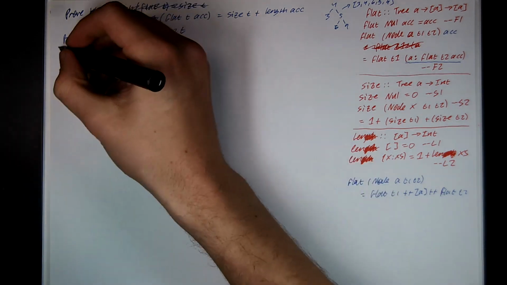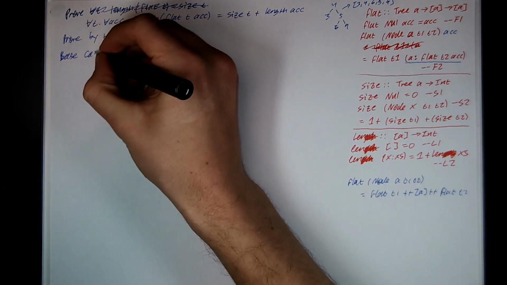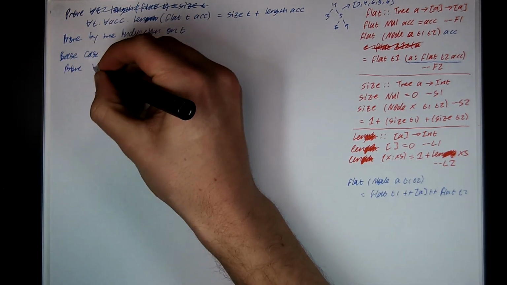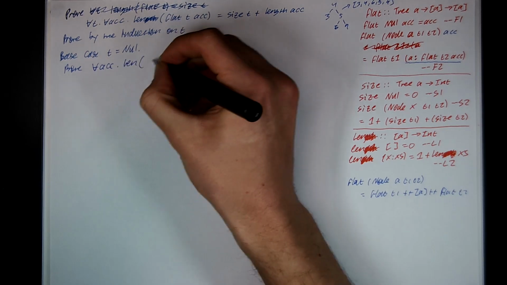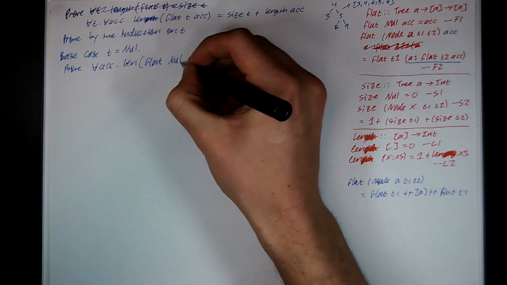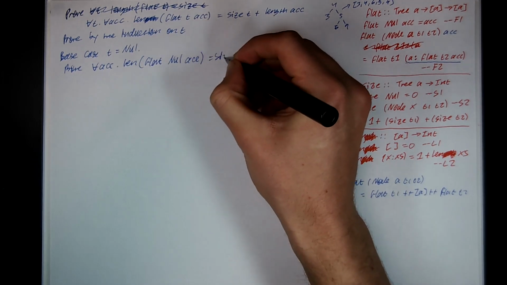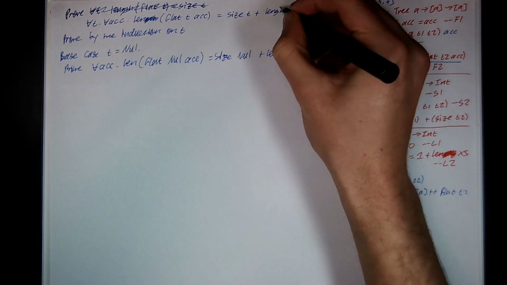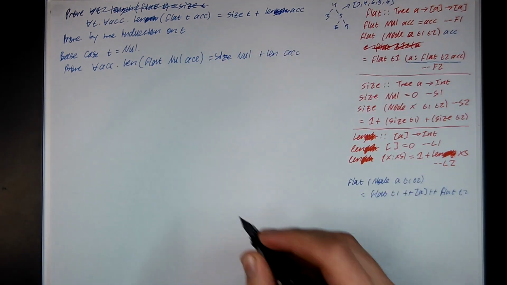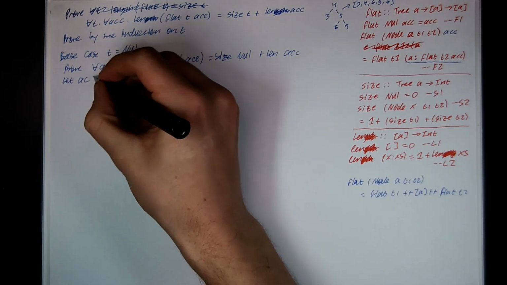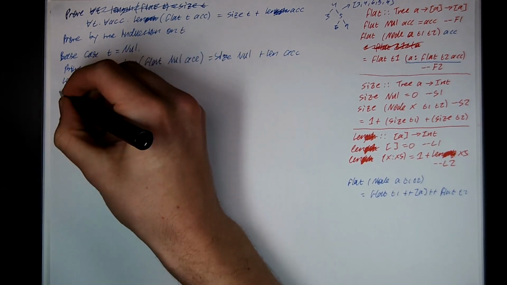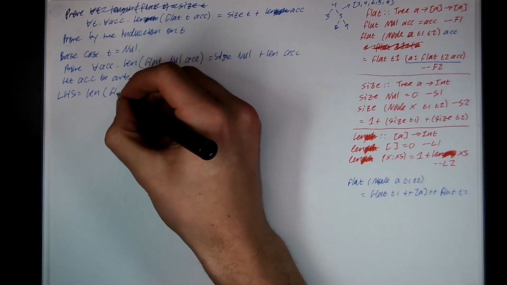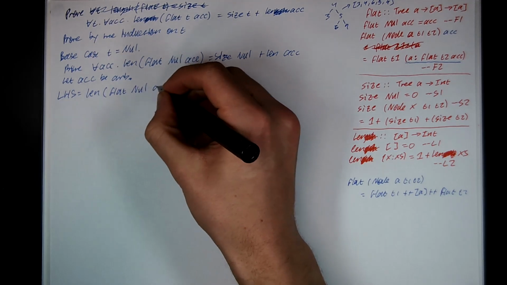Okay, so what's our base case? Our base case is when the tree is empty. So base case T is the null tree. So we want to prove for all lists ACK that the length, if you flatten the null tree with ACK, is the same as the size of the null tree plus the length of ACK. Okay, that's the thing we'd like to show. So we'll let ACK be an arbitrary list. And then we're going to start from the left-hand side and proceed. So the left-hand side is length of flatten the null tree and ACK.